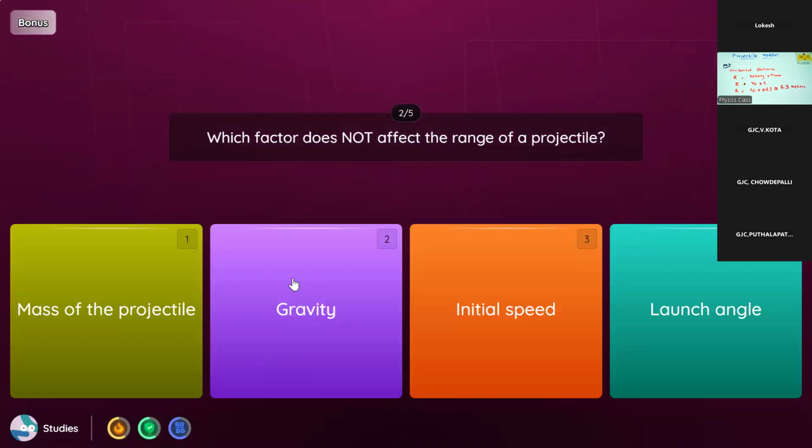Right. Another one, very, very important. Which factor does not affect the range of a projectile?